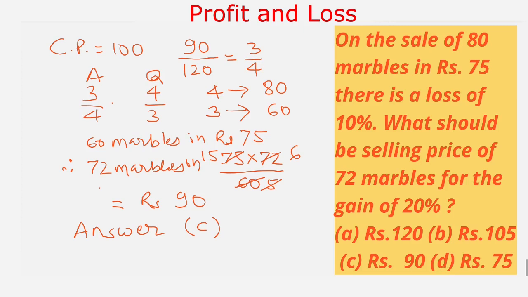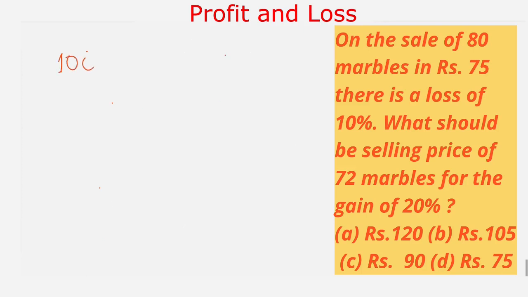This was one method. Now we will solve this question by another method. That is again a shortcut method. If our CP is say 100, then for 10% loss we were selling the things in 90. And for 20% profit we have to sell it in 120. 100 plus 20 is 120.